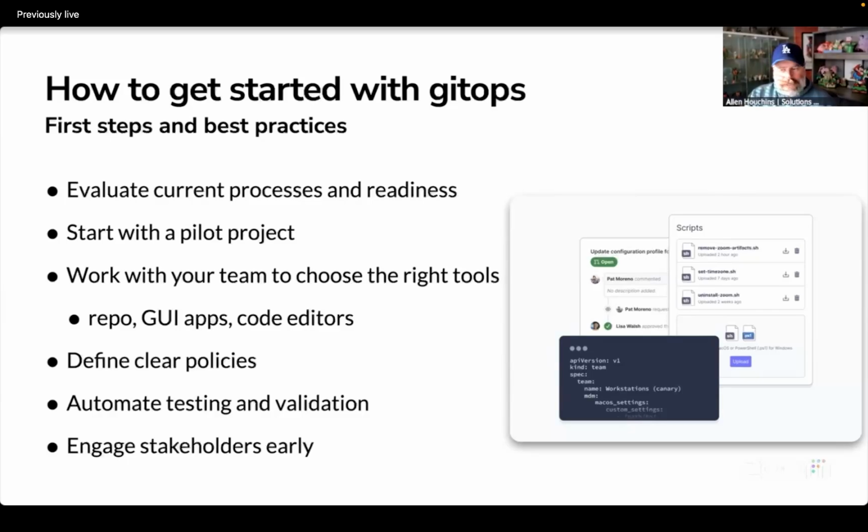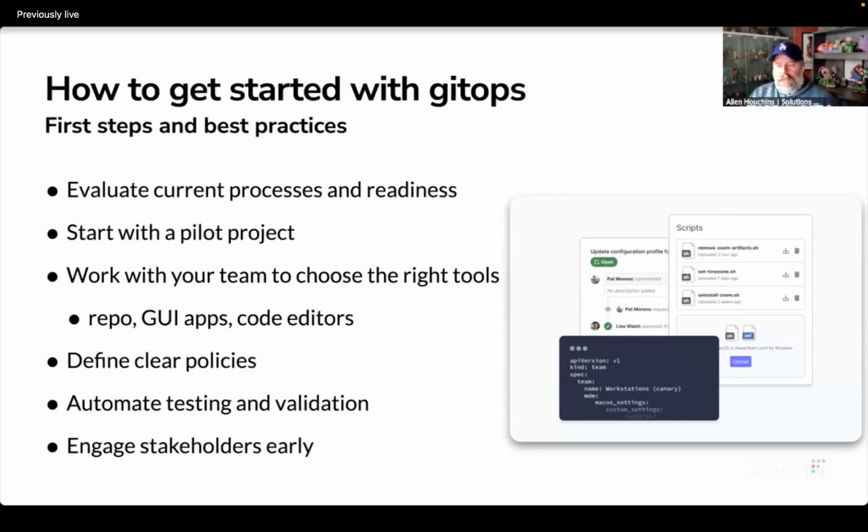First off, choose what kind of repo you want to use. Is it GitLab? Is it GitHub? Is it Bitbucket? Also, take a look at what GUI apps you should standardize on. This way, everyone can help out each other. And then also come up with a list of code editors that you all should work on, right? Again, this doesn't have to be Nano or Vim on the command line. These can be GUI apps that have a lot of key benefits in them.